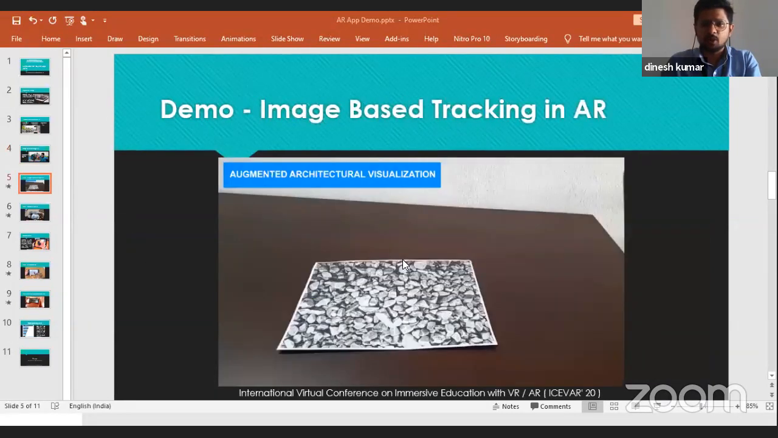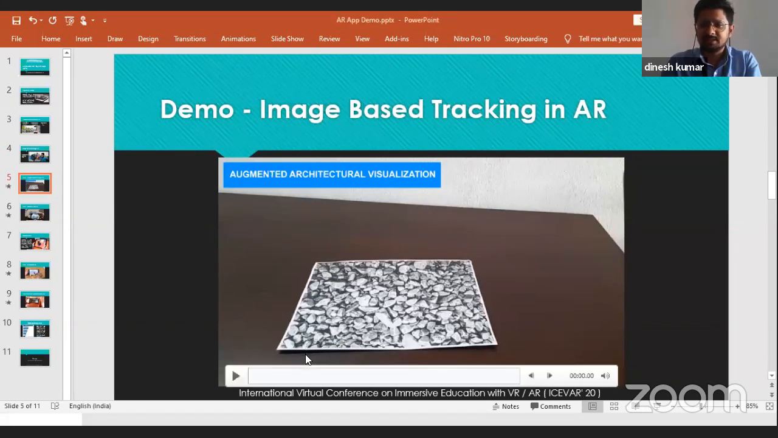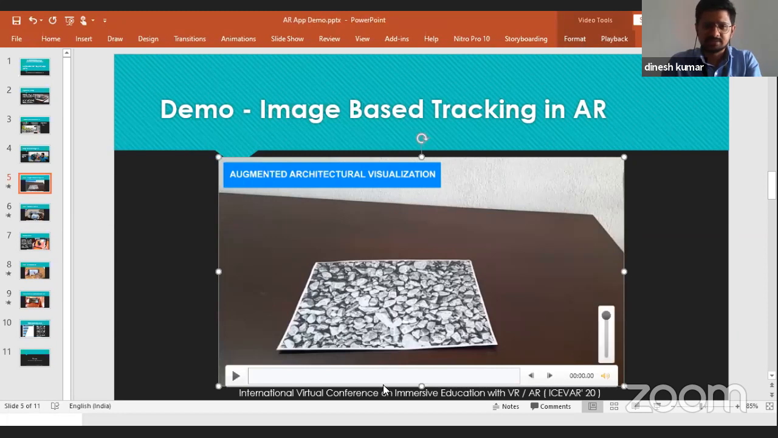Yeah, this is one of our augmented architecture visualization demos. So I'll play the video here. Hope you guys can see the video now.